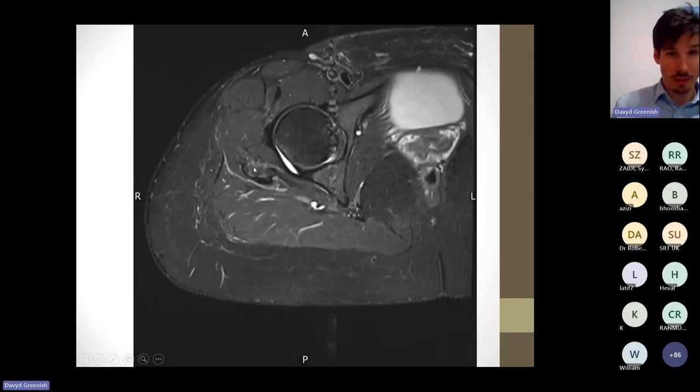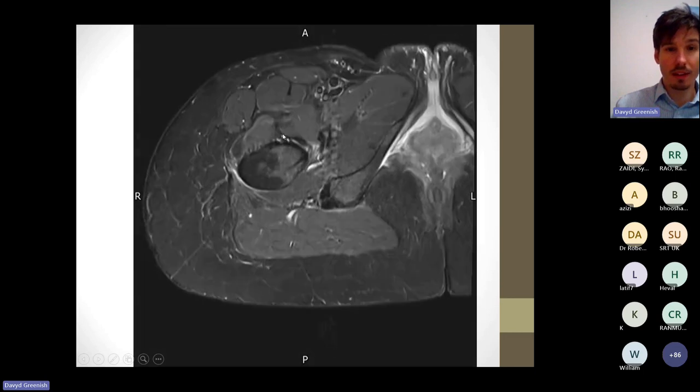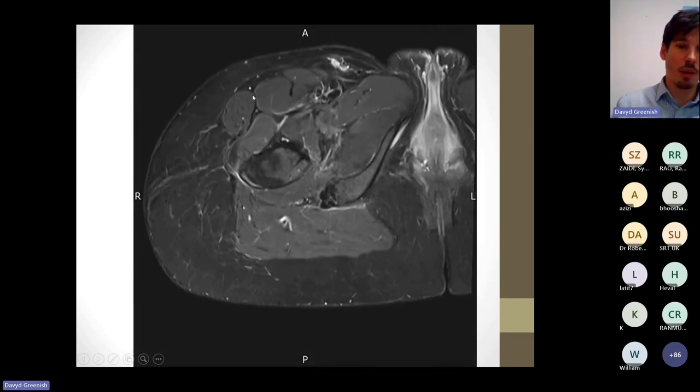We've got some of those same things represented on the MR here, but I just wanted to show you again, just to remind you, we've got the tensor fasciae latae muscle here, and then rectus femoris muscle with its odd myotendinous junction, and sartorius sitting most anteriorly.